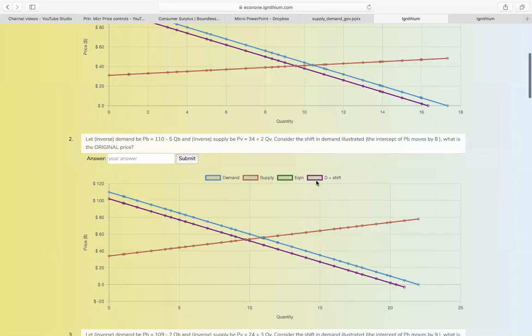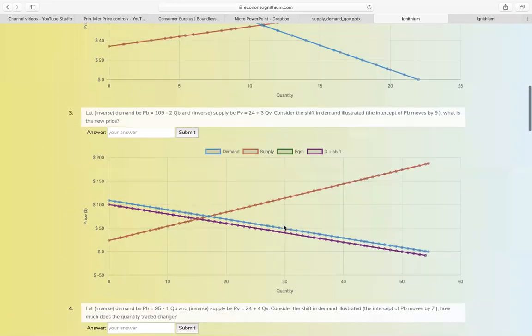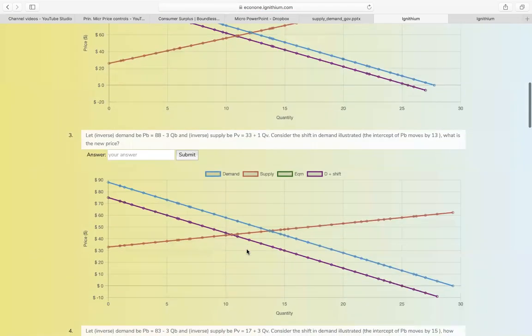Again, I can turn off the shift, and then I can see it a little bit more clearly. And now let's see if we can get a better version of number 3. Yeah, see, that's much better. So now it's asking about the new price.